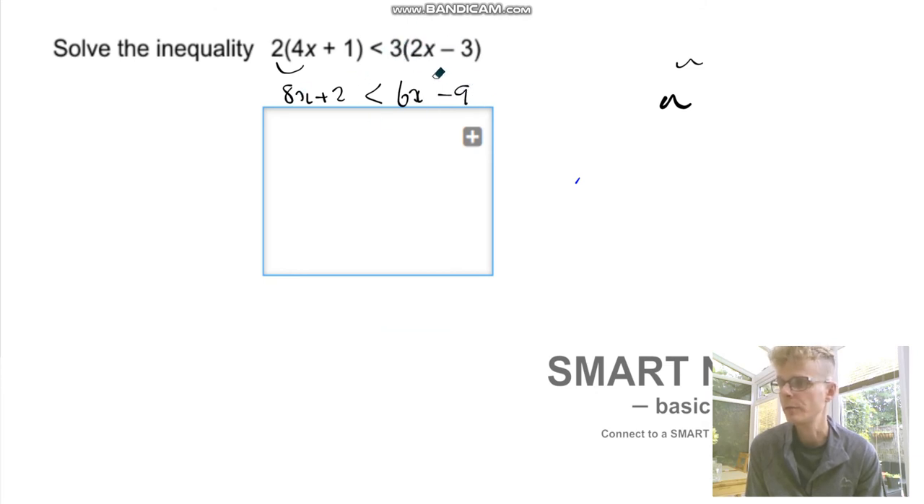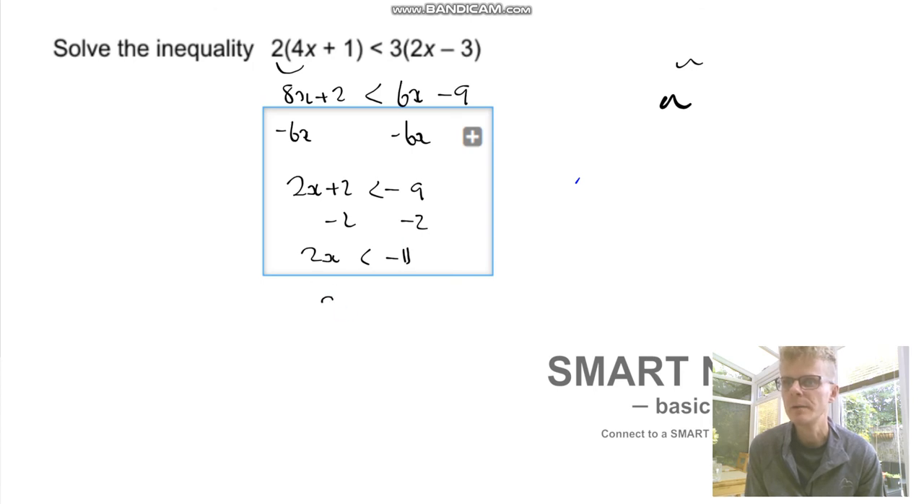And now I'll just solve, or balance, so I'll lose 6x from both sides of the equation. So now 2x plus 2 is less than minus 9. Take away that 2 from both sides, so now 2x is less than negative 11. Divide by 2, so x must be less than minus 5.5.